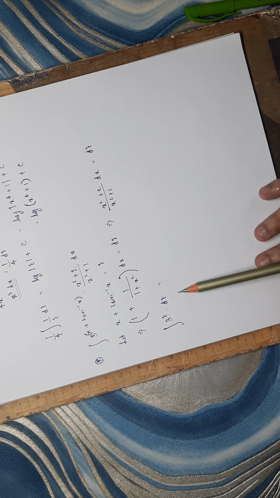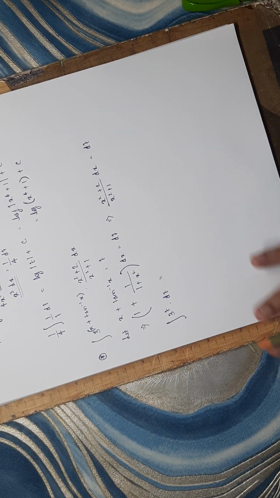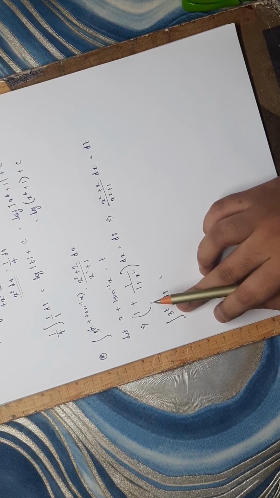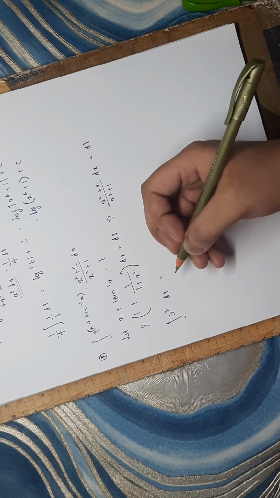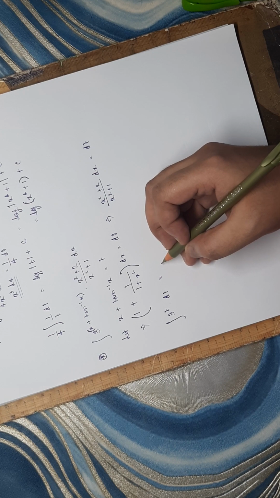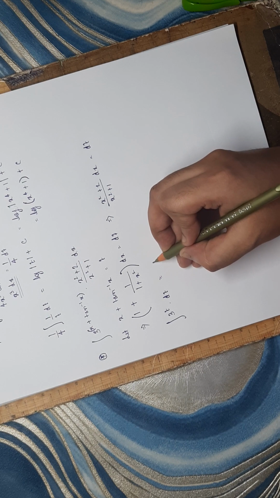And as I arrive here, how will I integrate this? This is in the particular format of the integration of a to the power x dx, right? And what is the integration of a to the power x dx? Tell me what it is. It is a to the power x by log of a, right?